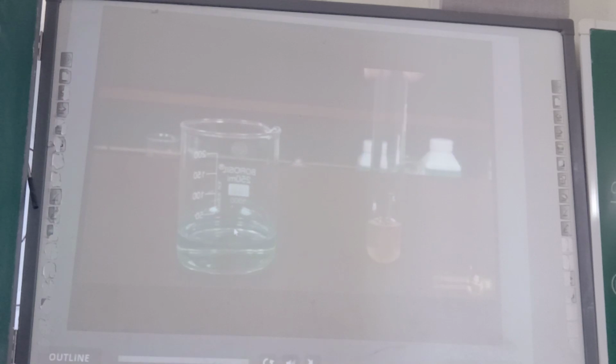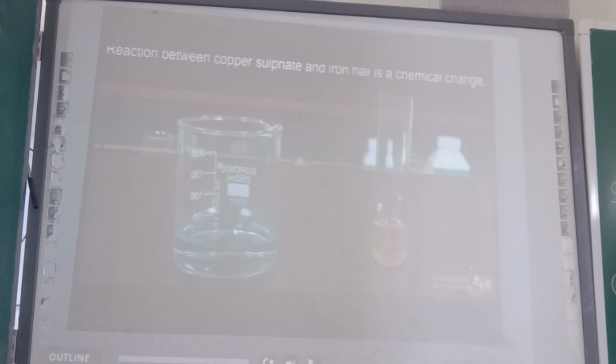It is a permanent change and we see a change in color of the solution from blue to light green. Properties of iron sulfate are totally different from those of copper sulfate. Therefore, we conclude that the reaction between copper sulfate and iron nail is a chemical change.